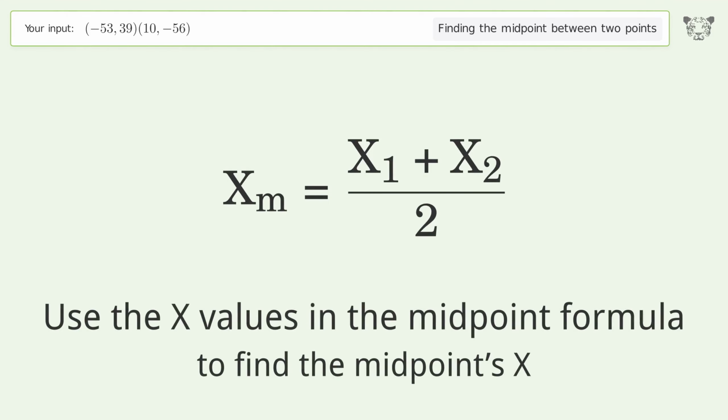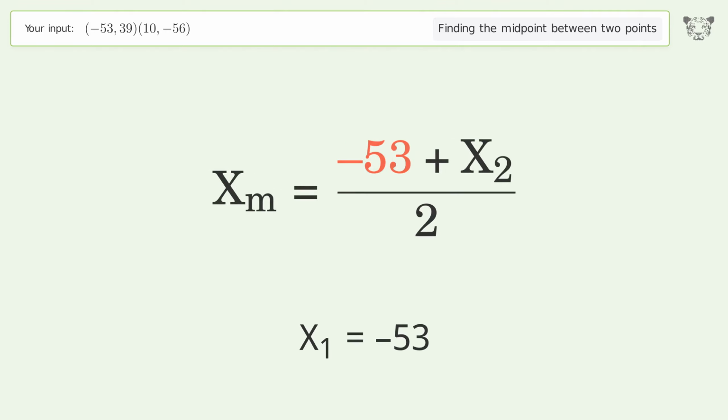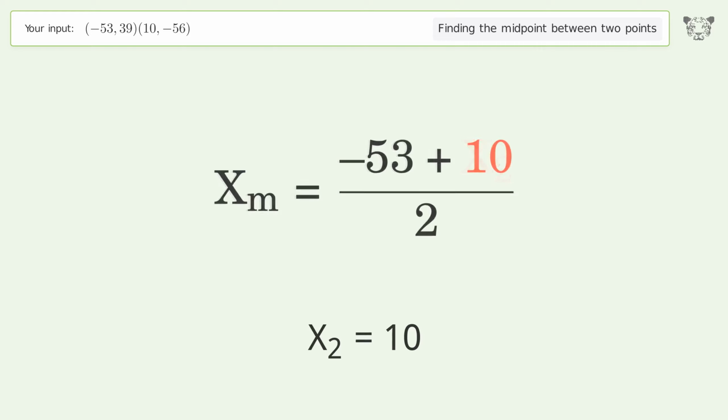Use the x values in the midpoint formula to find the midpoint's x. x1 equals negative 53. x2 equals 10. Simplify the arithmetic.